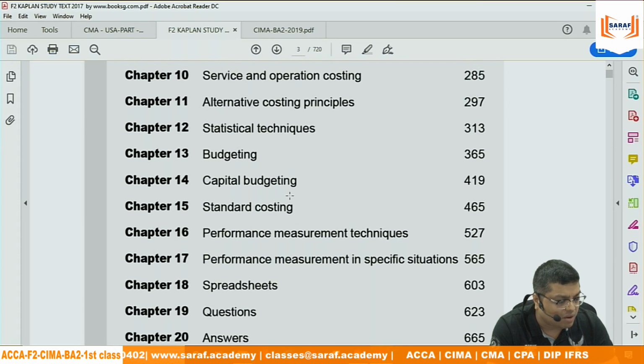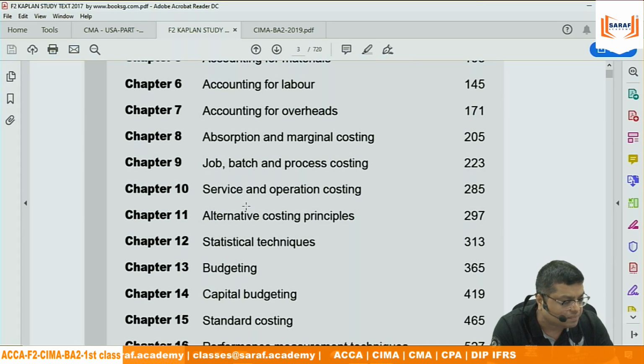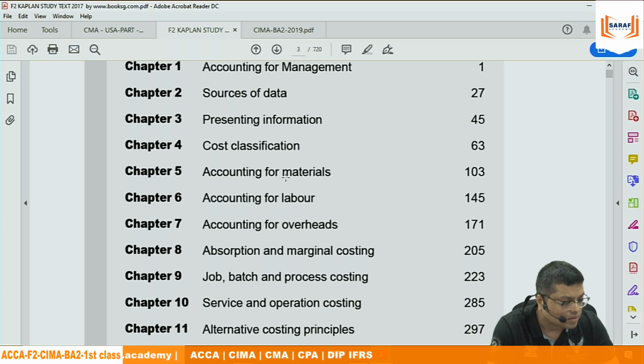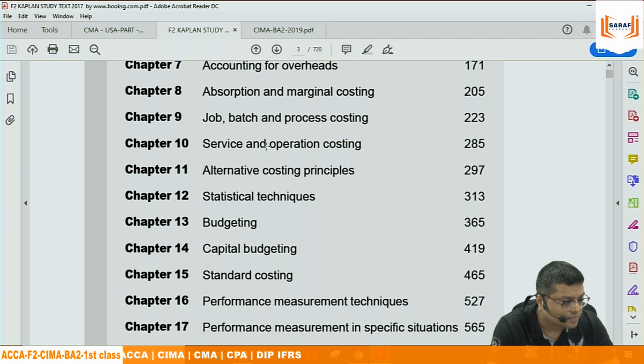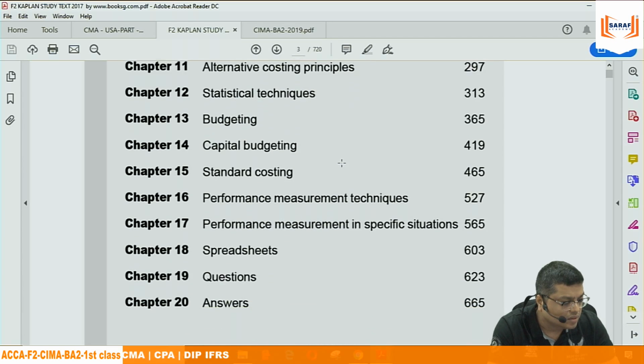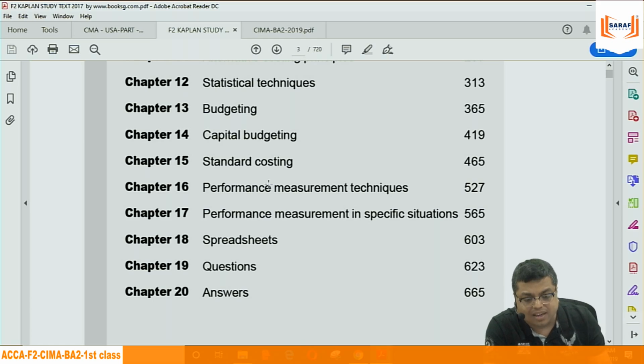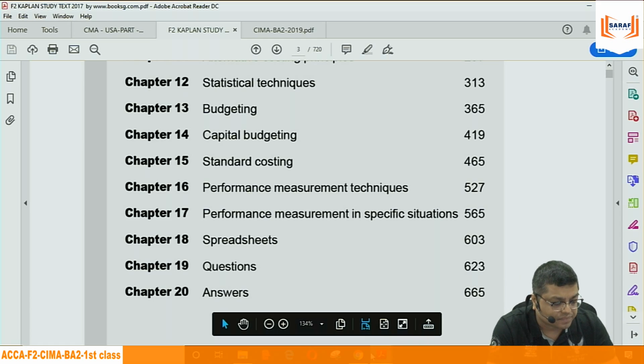Slight differences are there. Break-even analysis, limiting factor. I will say that in ACCA, break-even analysis and limiting factors are there, but not in as much detail as in CIMA.